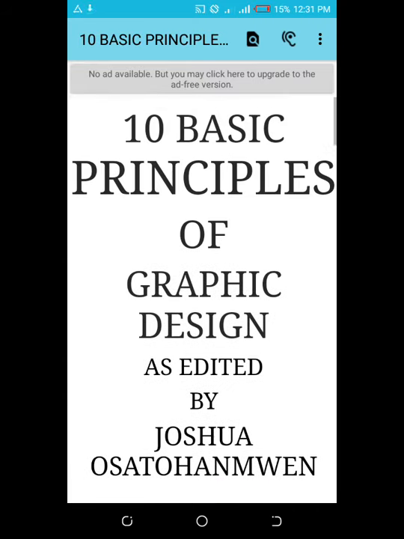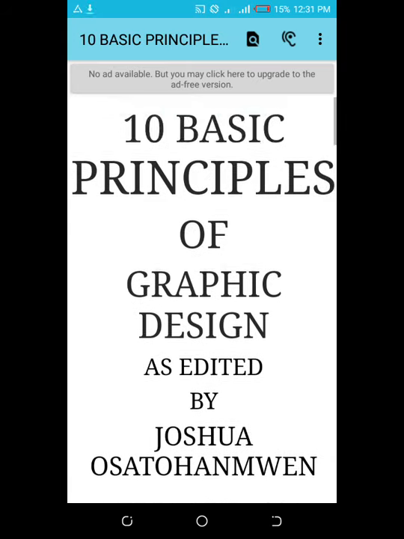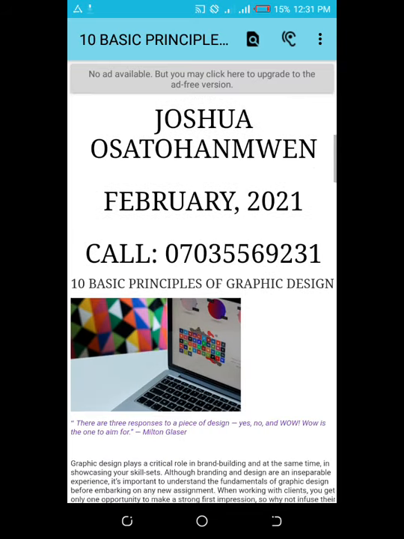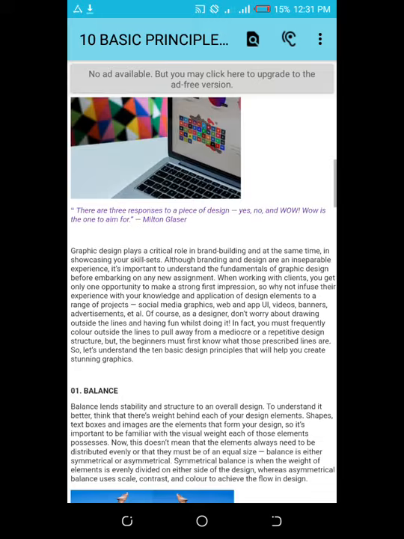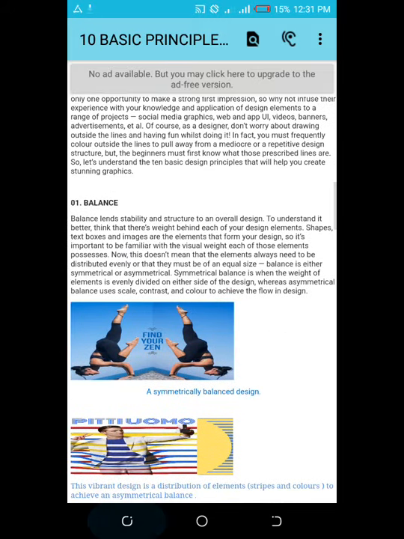Here is an edited PDF file which I will be sending to us as we progress in the classes, so that we can also use it to integrate our design. You can see very well this is 10 Basic Principles of Graphic Design as edited by Joshua Saton. It was edited last month here, February. A great lot of work is all here.